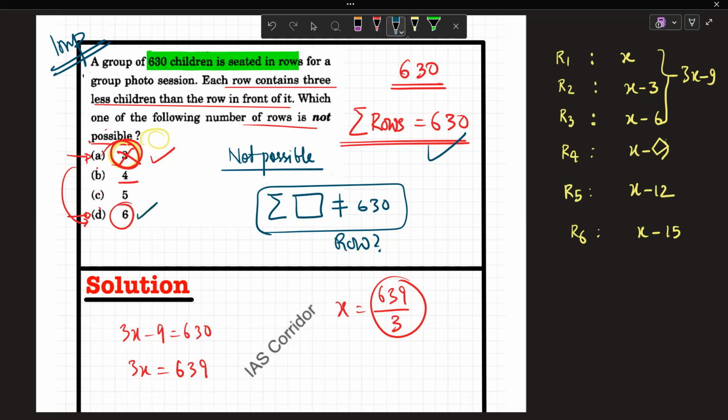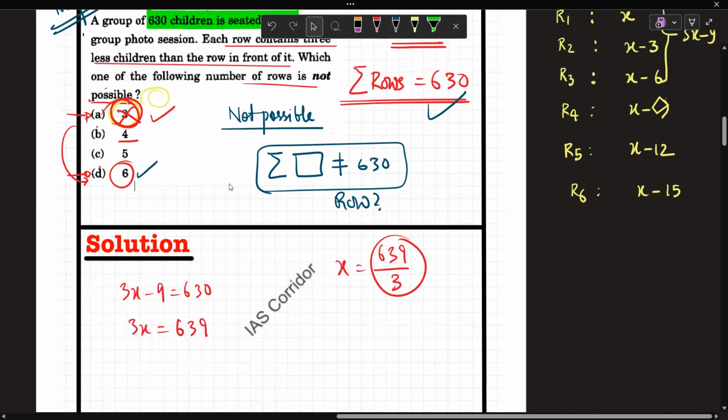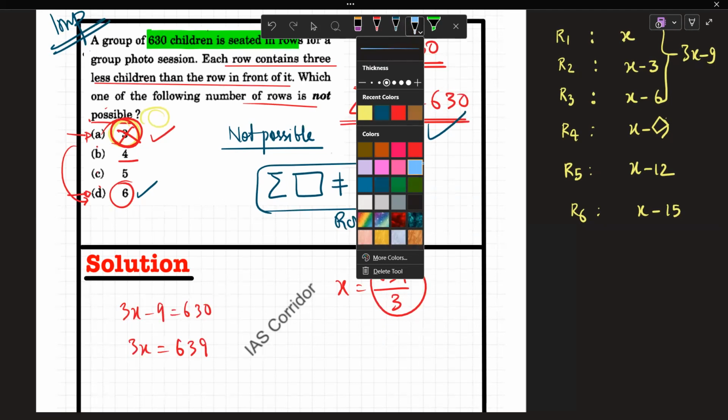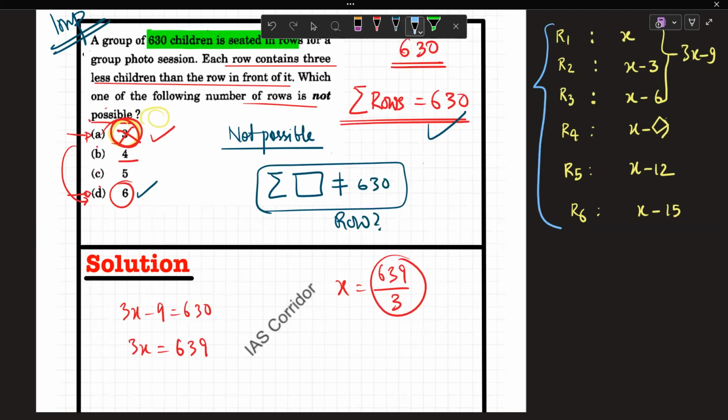Come to option number 6, or option D. In that case, you can add it up. Now once you add it up, how many will be there?